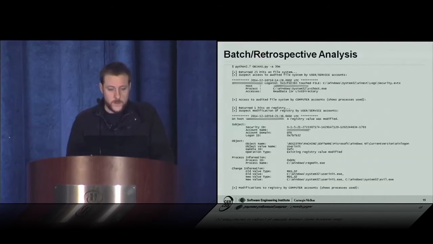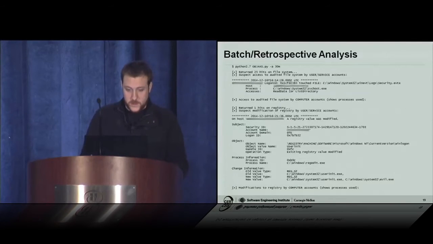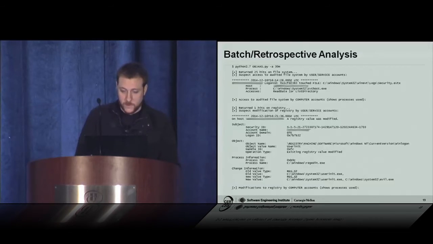This is an example of one of the batch scripts that I wrote. It checks for object access on audited file systems and registry modifications. These are the queries for that. It'll probe Elasticsearch, and I loop through the results and spit out the relevant information I'm looking for. Here I have it split up into accesses to audited file systems by user and service accounts, which are typically more important than ones by computer accounts. Somebody accessed the security log, that might be something suspicious, and then you have the login ID there for you to correlate with a user session if you wanted to.